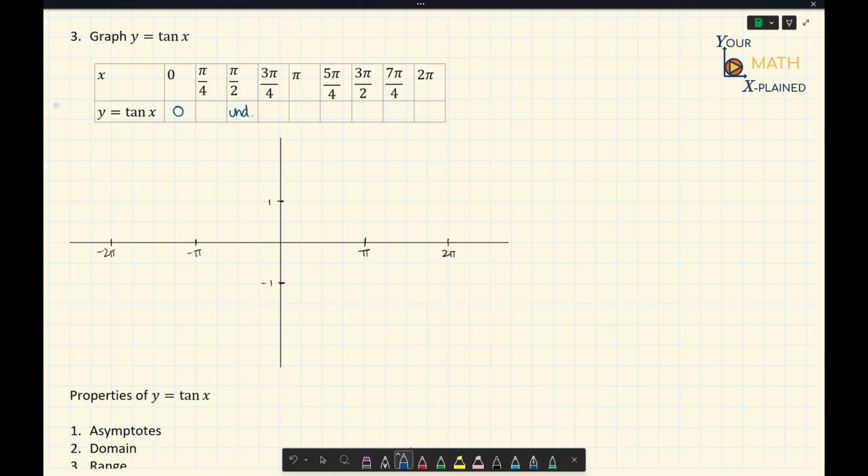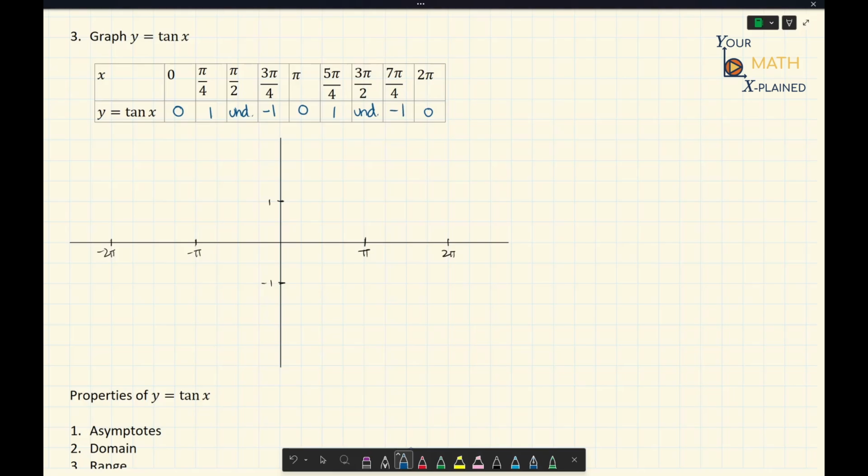Tangent of pi is again going to be 0, but tangent of 3 pi over 2 is again undefined. And then finally, tangent of 2 pi is back to 0. Now for our special angles, tangent of pi over 4 is 1. Same thing for 3 pi over 4, but because it's in quadrant 2, this is -1. And tangent of 5 pi over 4 is +1 because we're in quadrant 3. And then tangent of 7 pi over 4 is -1.